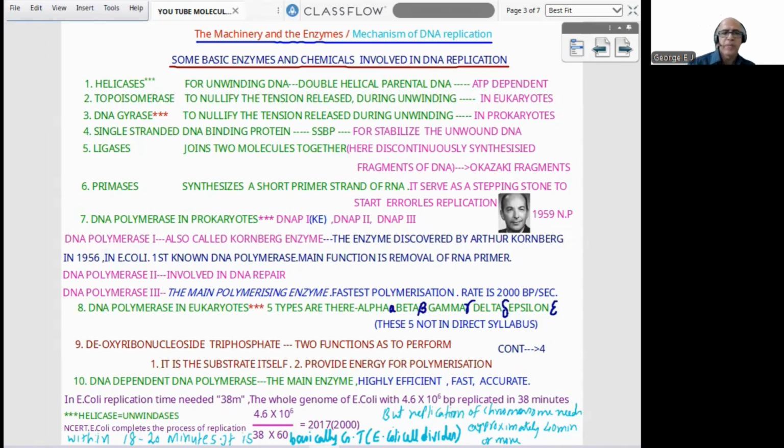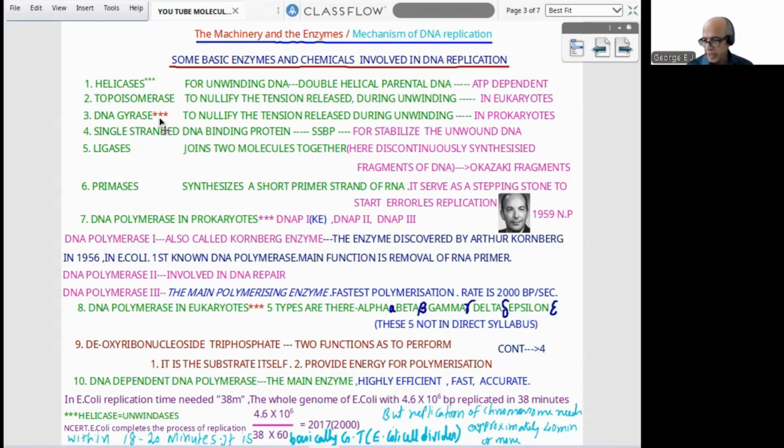So some basic enzymes and chemicals involved in DNA replication. First is helicases, for unwinding DNA. The double helical DNA will be unwound. It is ATP dependent. Everything I wrote there will be easy for you. Second is topoisomerase, to nullify the tension released during unwinding, and that works in eukaryotes. DNA gyrase, here you can find DNA gyrase, nullifies the tension released during unwinding in prokaryotes.